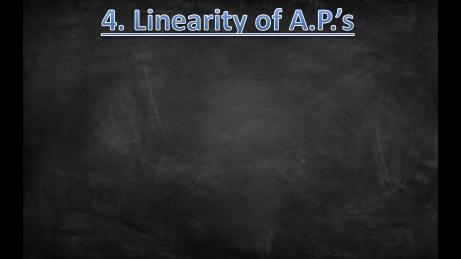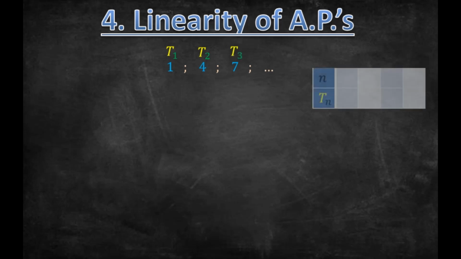Let's look at the linearity of APs, and let's once again look at the sequence 1, 4, 7, etc. So T1, the first term is 1, T2, the second term is 4, and T3, the third term is 7. We can write down the results in a table. So we see that when n is 1, T sub n is 1. When n is 2, T sub n is 4. When n is 3, T sub n is 7.